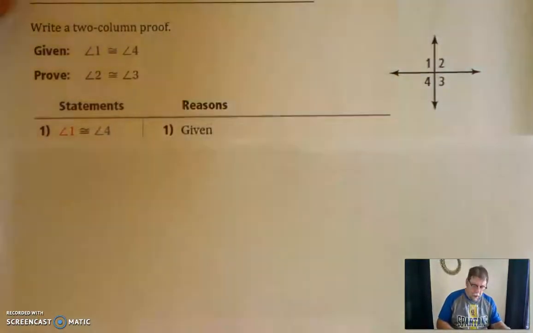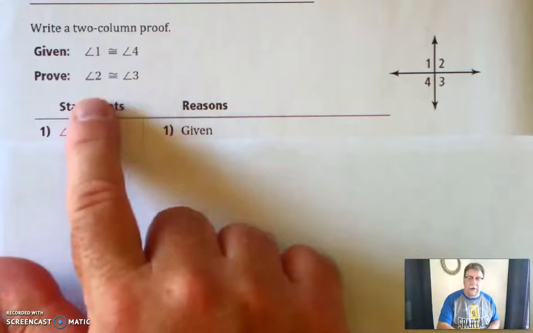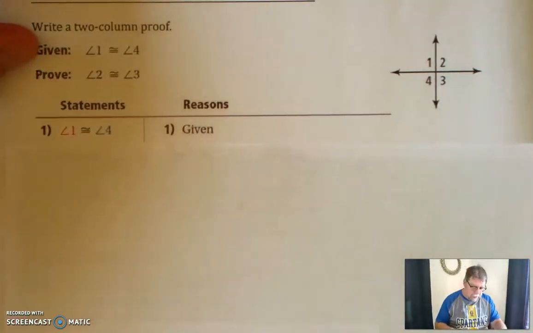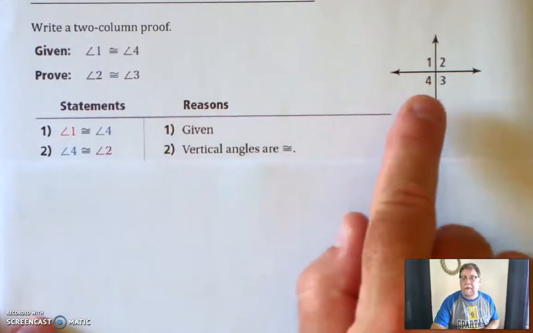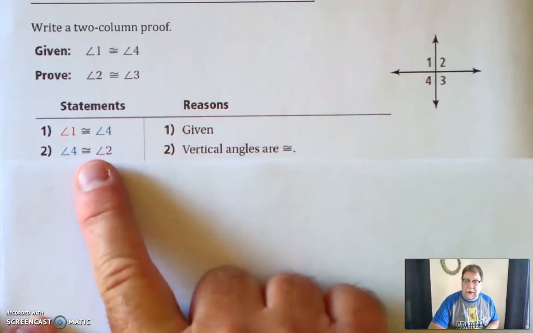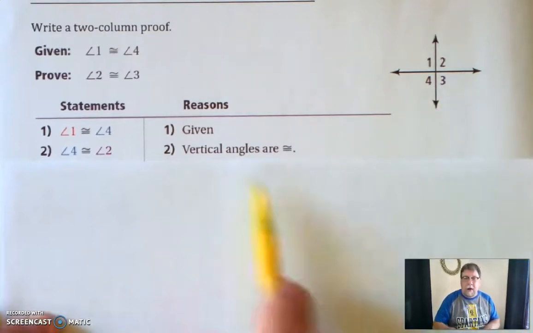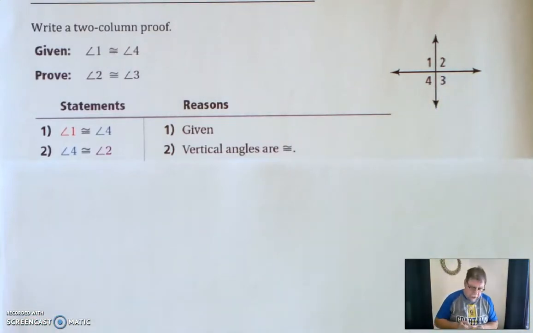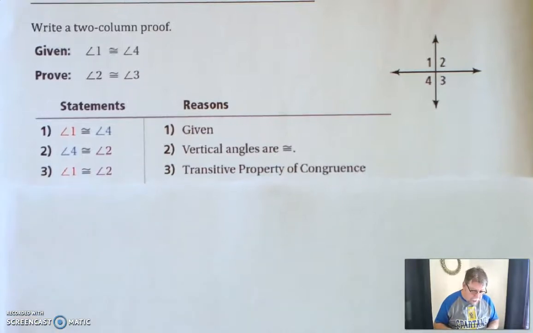All right, so from here, what's going to happen? You have to think about what can I say next that will show that angle 2 and angle 3 are congruent. Well, the first thing I notice is that angle 4 and angle 2 are vertical angles. And so I can write angle 4 is congruent to angle 2. Now, how do I know that? Well, I know angle 4 and angle 2 are congruent because all vertical angles are congruent. So that would be my reason. You could probably also say the same thing about 1 and 3, but we're not using that property.